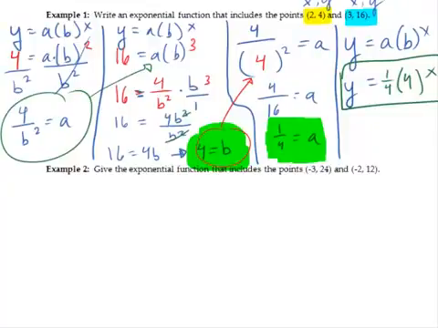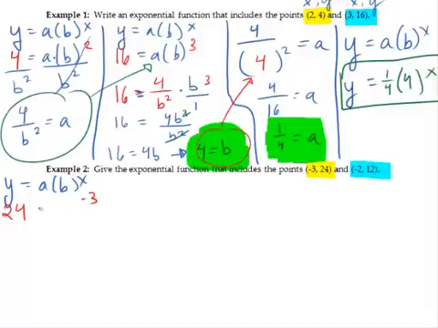So second example, first point, second point. Step 1, plug in a point and solve for a. So we're going to plug in 24 and -3.